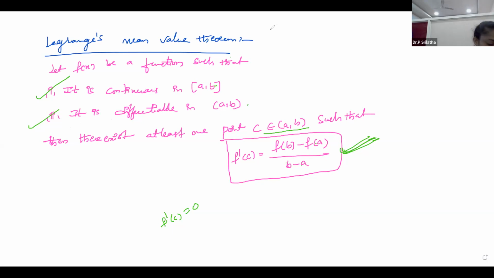Shall I erase my screen? Yes, what happened?